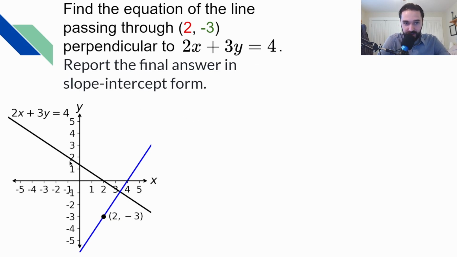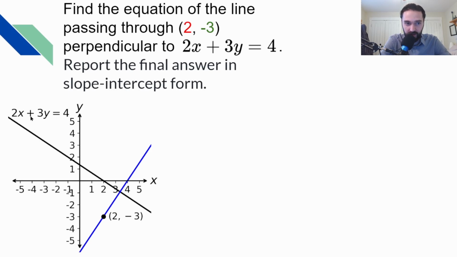All right, so they give us the equation of this black line here, right? It's right up here. But we don't know the equation of this blue line. Okay, that's what we're looking for. We know that the blue line passes through 2 comma negative 3, and we know that it's perpendicular to this black line. All right, so what we need to do is find the slope of the black line so we can compare it to our perpendicular blue line.